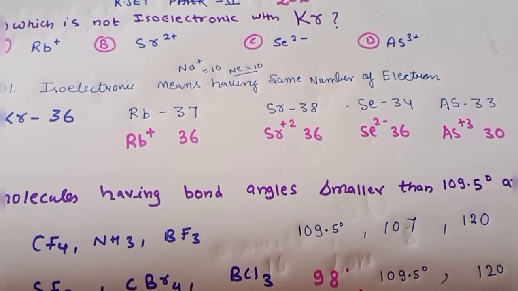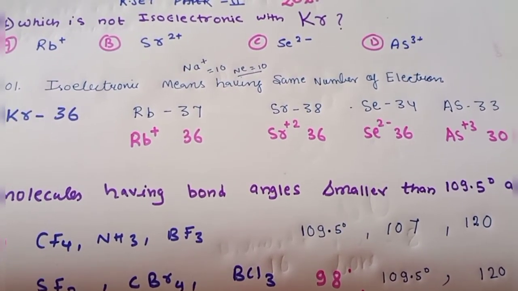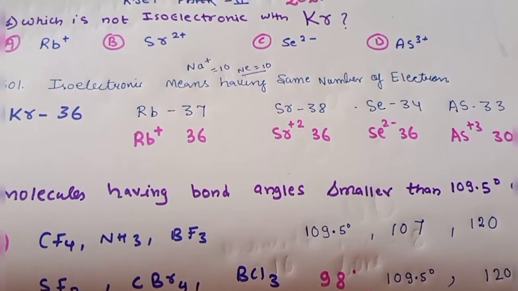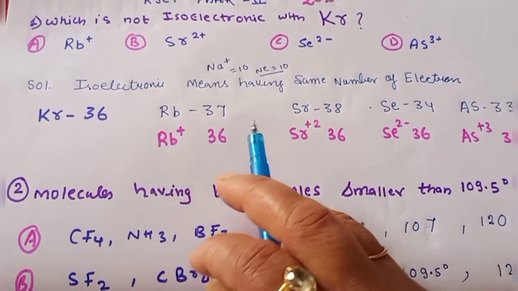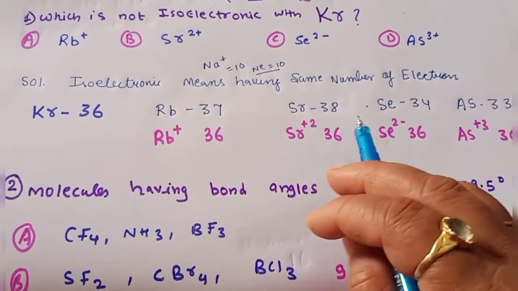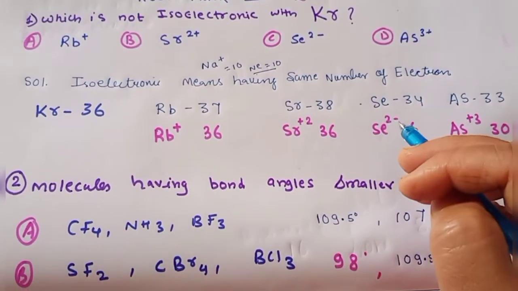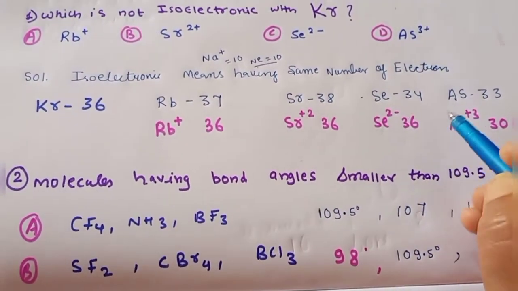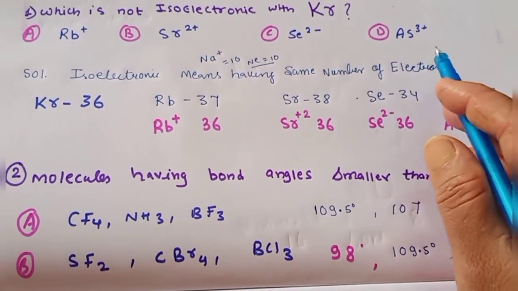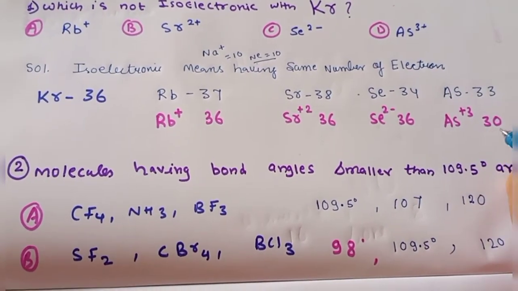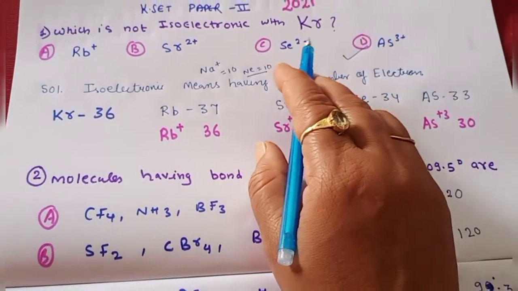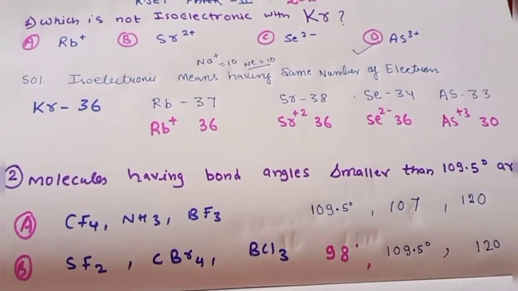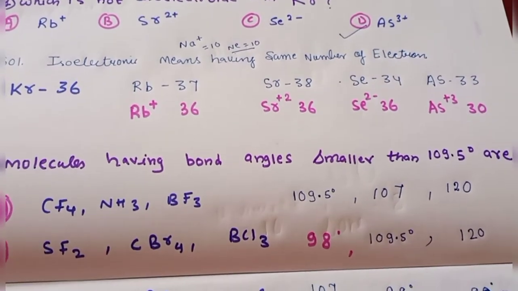So it totally depends upon the donation and gaining of electrons, so the numbers can be equalized. Rubidium is the same, strontium is the same, 36. Selenium 2 minus takes 2 electrons, so 36. Arsenic with plus 3 gives 3 more, so it is 30. So this species is not isoelectronic with krypton. Answer D is the correct answer.